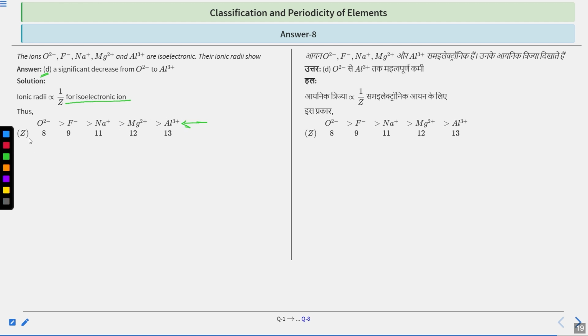You can see the atomic number: aluminium is having 13, magnesium 12, sodium 11, fluorine 9, oxygen 8. Okay, as ionic radii is inversely related to Z, that is atomic number, the higher the atomic number, the lower the ionic radii, and you can see the trend in the atomic number here. Okay, thus we can say that a significant decrease from oxygen 2 negative to aluminium 3 positive is observed for the ionic radii, and thus option B is the correct answer.